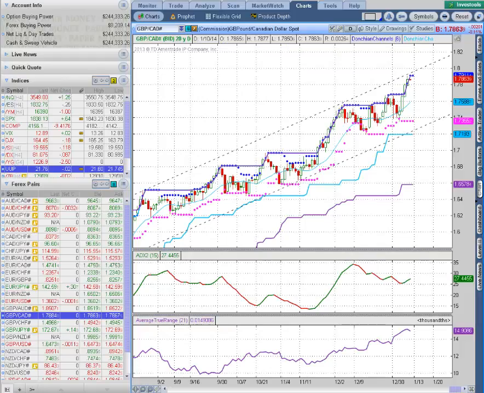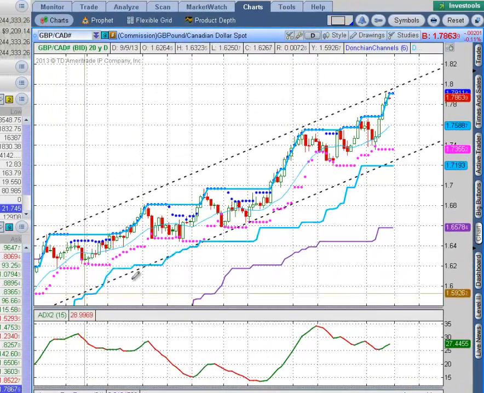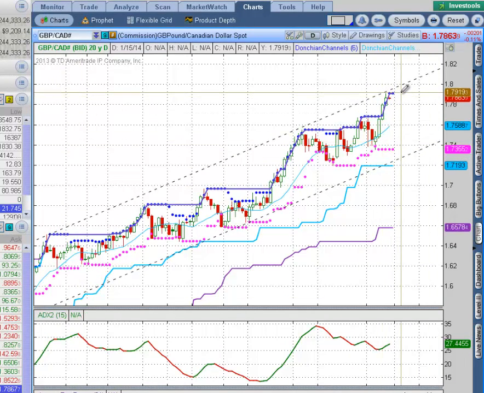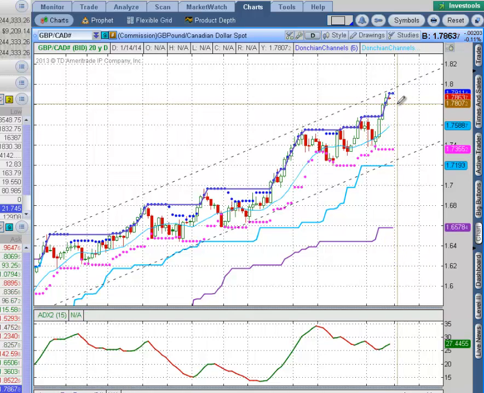Here's the price chart for the pound Canadian dollar. As you can see, the price has been in an uptrend channel. This would be a bullish trade. As I said, we'd look for a couple of days consolidation before placing an order.